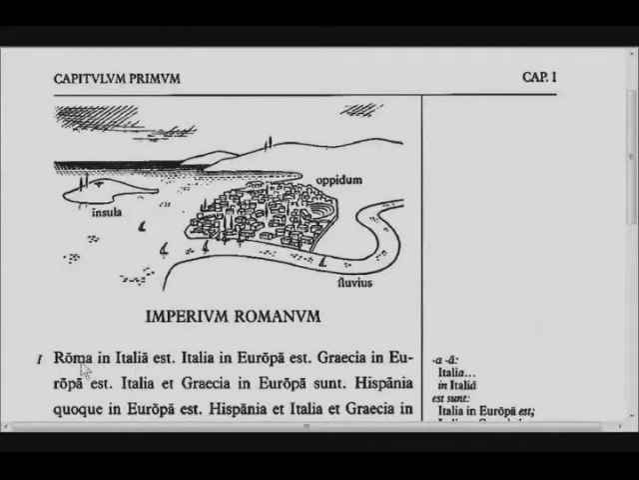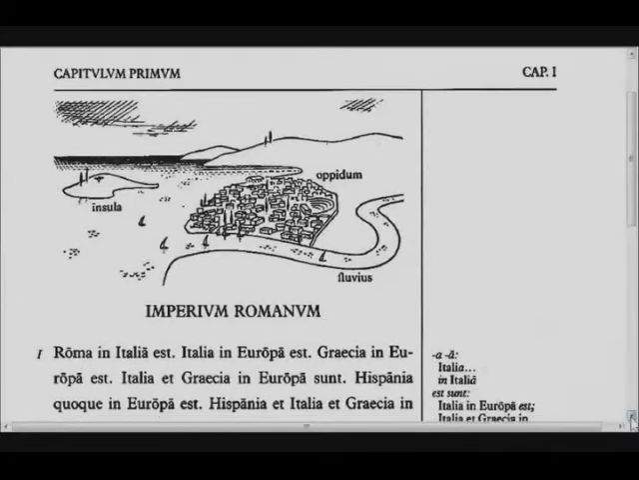Okay, also in the first sentence, Roma in Italia est, you see the form of est. This is a part of speech that is not clearly articulated in the Grammatica. This is a verb. It's a linking verb, and you're going to see two different forms of it in this chapter, est and sunt. What is the difference between est and sunt? Est is singular, and sunt is plural. So Roma est, Rome is, and Italia et Graecia sunt, Italy and Greece are.